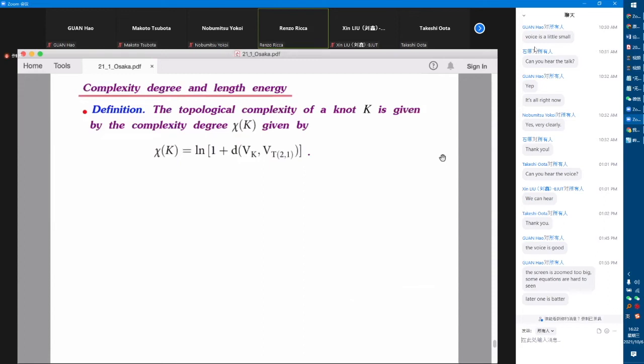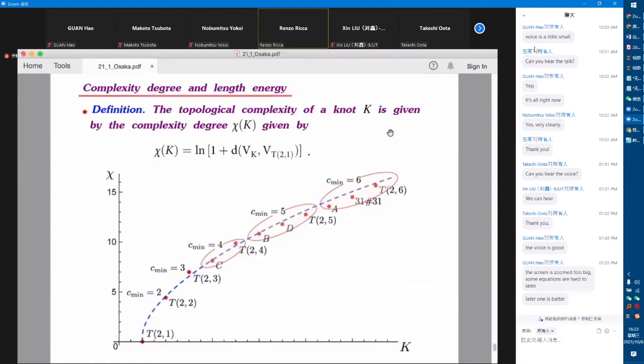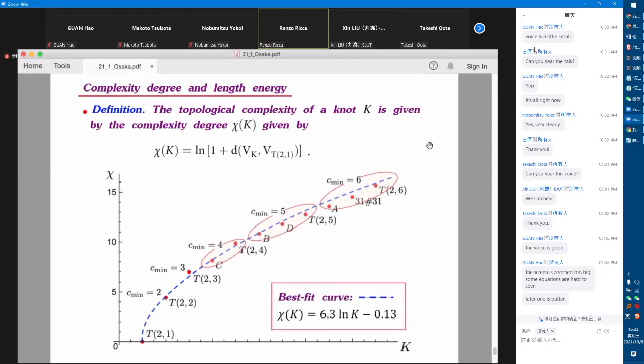There are already an abundance of definitions for topological complexity. Here we have one more. Topological complexity of a knot can be defined in terms of what we call the complexity degree k of the knot. We just suggest this possible definition: the logarithm of 1 plus the distance between a given knot and the unknot. If we use this definition, we can graph the various knots and links that we have on the diagram of Stoltz et al. And we see that they stay pretty close to this dashed line. This is interesting because if you consider the blue dashed line as the best fit curve, it gives us this information.